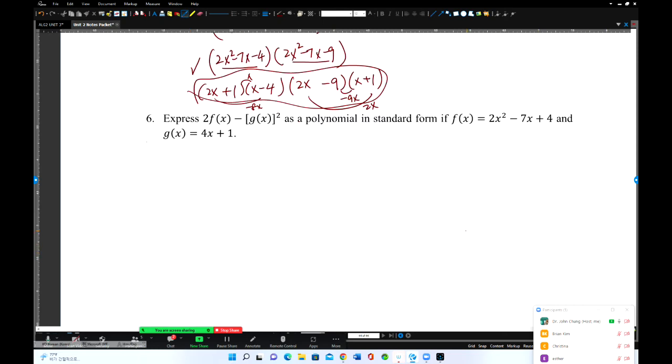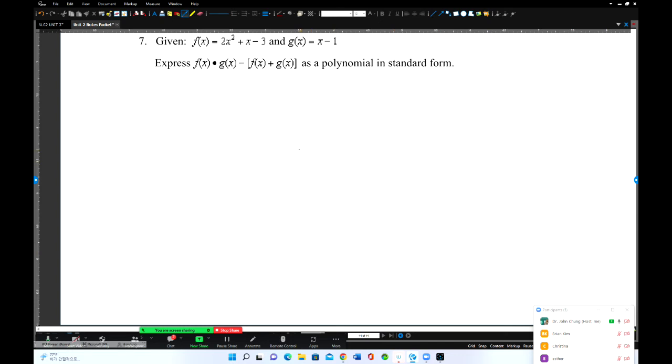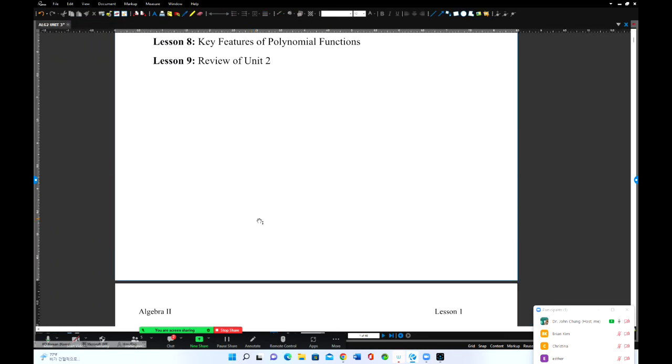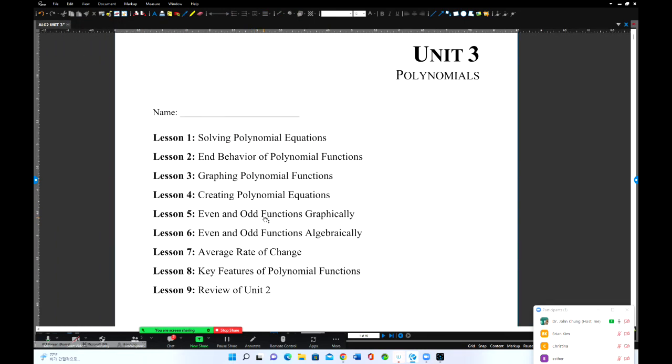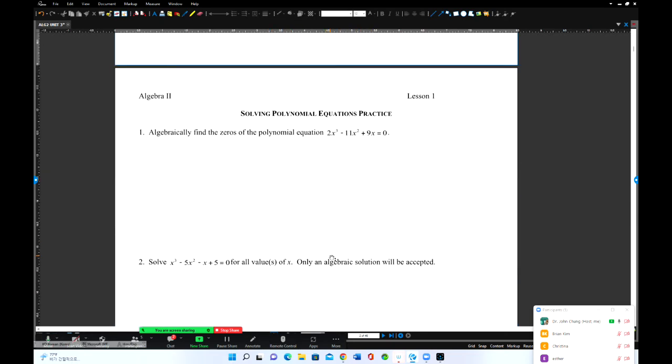Alright, this one is function operation, what we did with this one, okay? That's nothing. Okay, we finished this Unit 2. Now today we're going to go into Unit 3 over here, okay? That is solving polynomial equations and the behavior of polynomial functions. Okay, do you know what a polynomial is? Let me show you a polynomial. This is the polynomial.